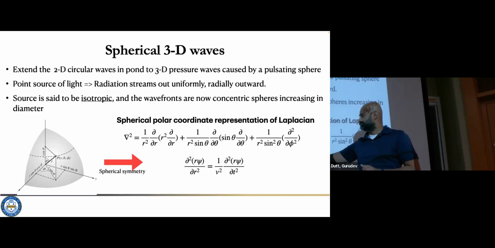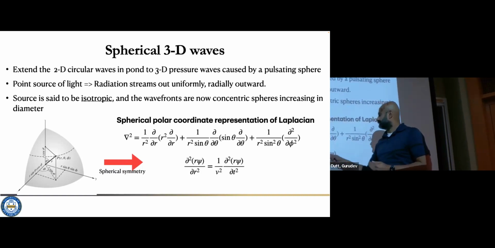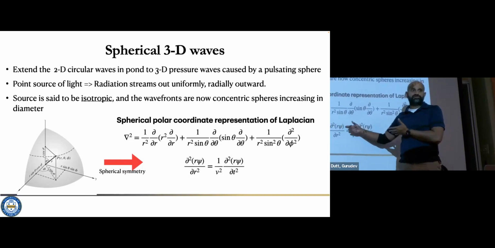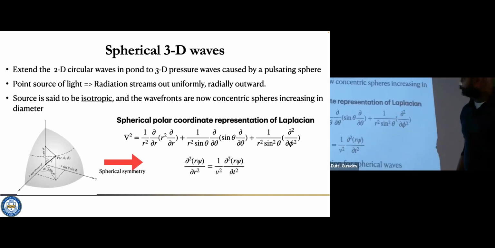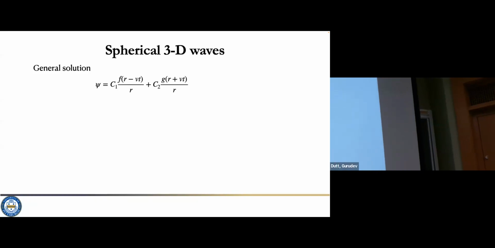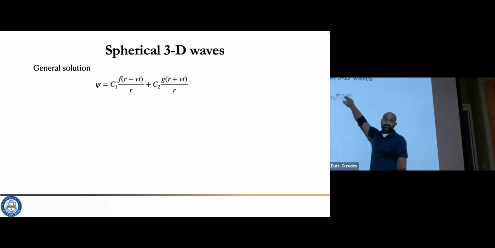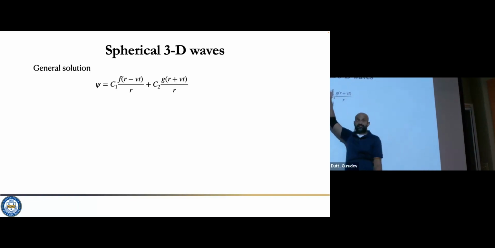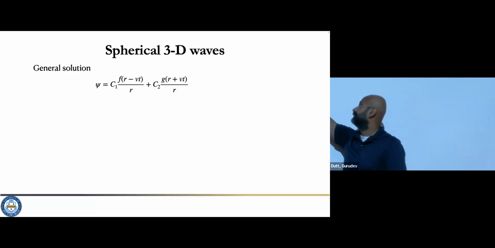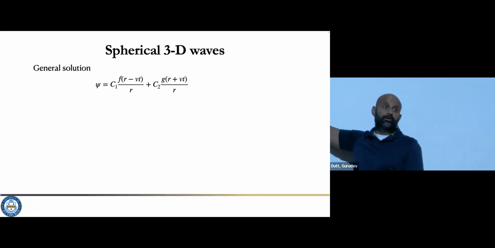If this was ∂²psi over ∂x², then instead of x, replace it by r, and instead of the old psi, we have a new psi prime, which is just r times psi. So the solution is just the usual solution for a 1D wave equation, which was C1 f of (x minus vt) plus C2 g of (x plus vt). But now, because the wave equation is written not for psi but for r psi, we get a division by r. So we divide out by r.